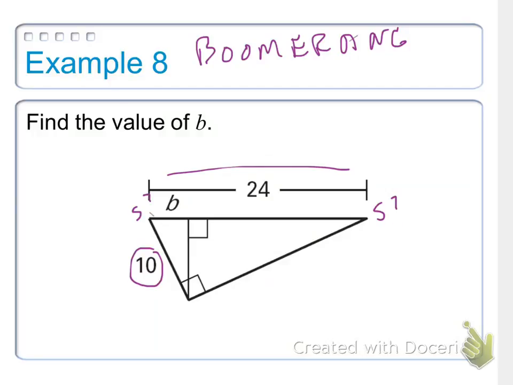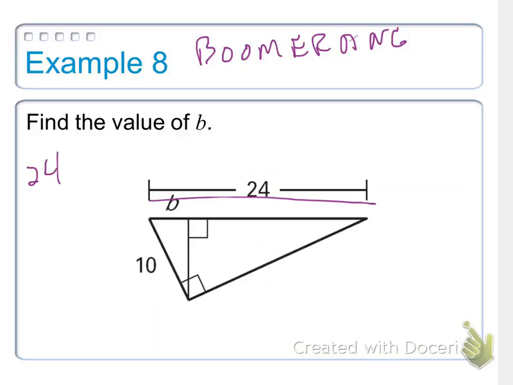Well, it turns out what you want to do is start over here. So when I do that, I'm going to start right there when I go to do boomerang. So that's what I'm going to do. 24. Then I'm going to run down here and get 10. Then I'm going to run back up 10. I'm going to run back over here and get B.